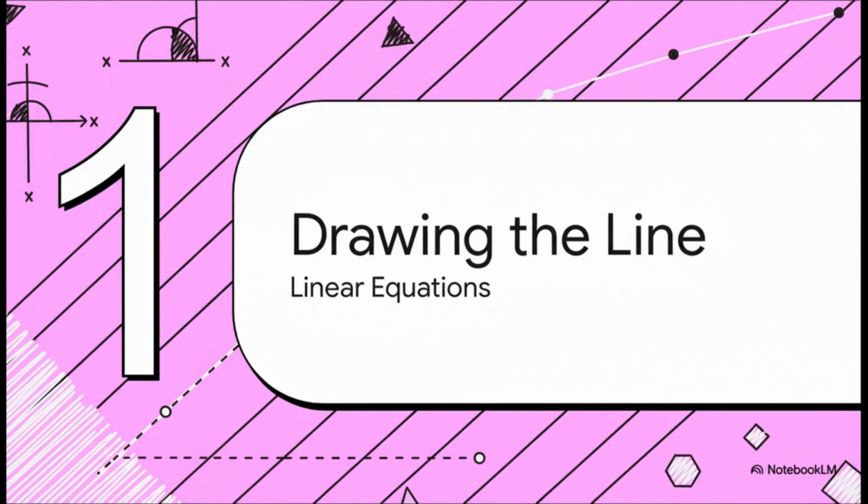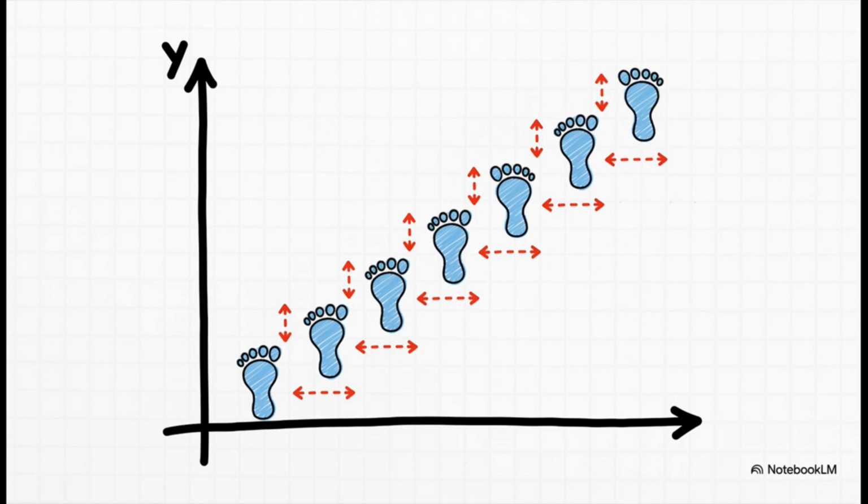Okay, so let's start with the most basic story you can tell in algebra, a simple straight line. A linear equation, that's what we call it, describes a relationship that is super consistent, totally predictable. It means for every step you take in one direction, you take a predictable step in another. It's this straight, unchanging path, and our job is just to figure out how to draw it.